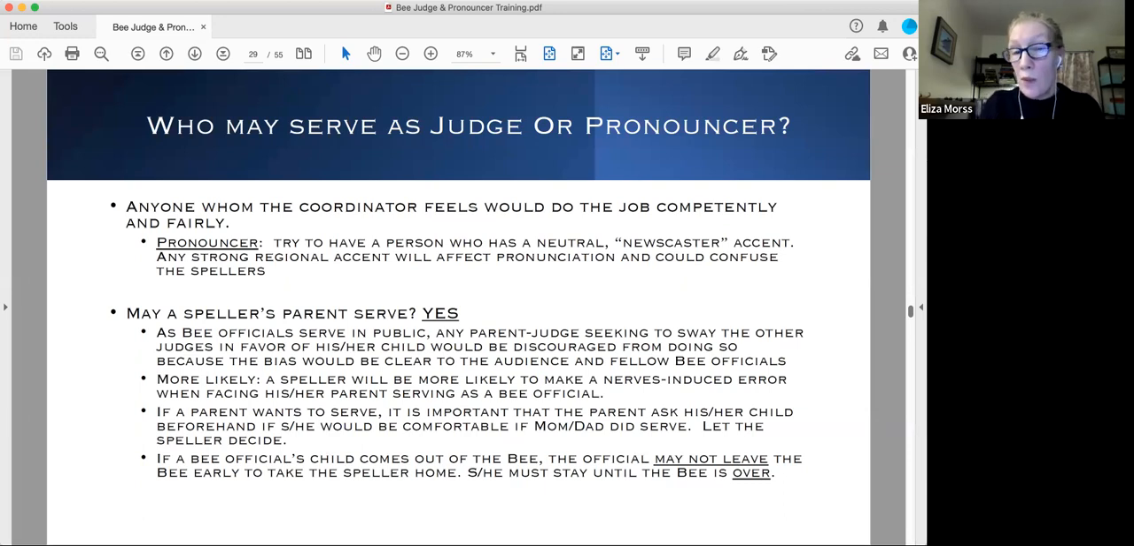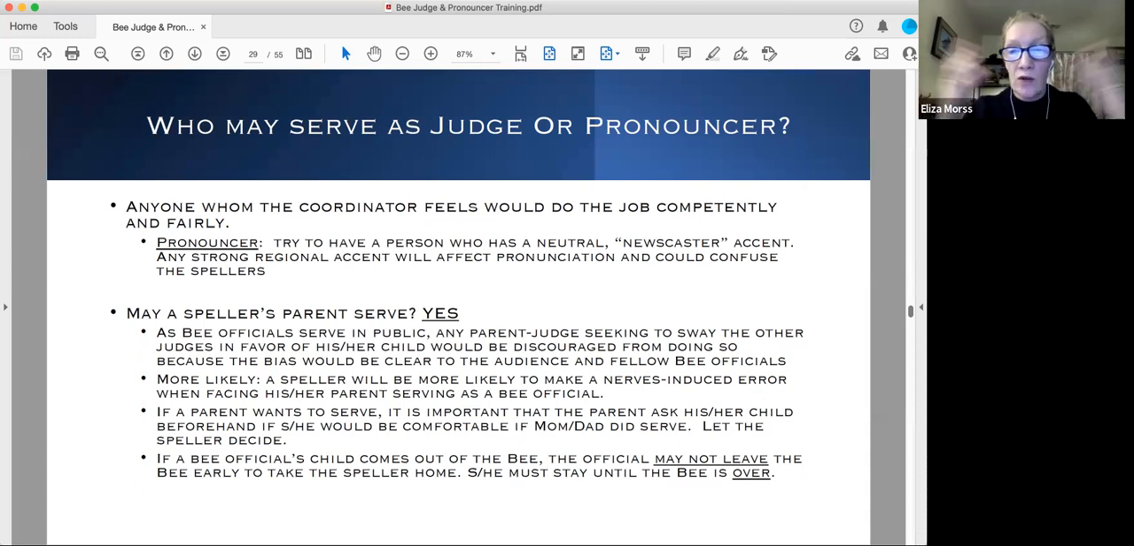May a speller's parent serve? Yes. And in the past, I have thought, no way. And then I thought about it and I thought, yeah, this is possible. And I have a couple of caveats on this. Basically, the bee officials serve in public. And if a parent is serving as a judge, or a parent as a pronouncer, fine. It's the parent judge, which is an interesting sensitivity. If a parent judge is trying to swing other judges' decisions in favor of their child when a child has made an error, this is just so obvious. I would think that that parent would be discouraged from doing that, just because it would be clear.